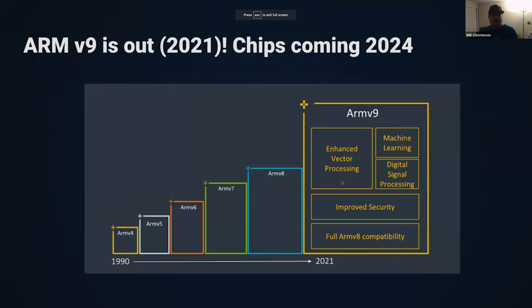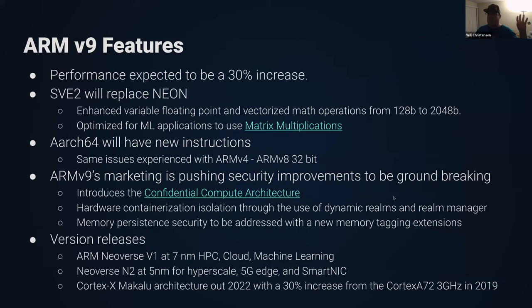Okay, good. So they're going to be working on enhanced vector processing. That's the Neon stuff that you're thinking of, focusing on machine learning and digital signal processing. So a lot of your DSP, think about your augmented reality stuff. Security is going to be really interesting. And then they were spending the full ARMv8 compatibility, because that's how ARM works. Everything is backwards compatible down to the original. The original binaries will always work on newer ARM processors, but not the other way around. Performance is expected to be a 30% increase specifically for the mobile stuff.